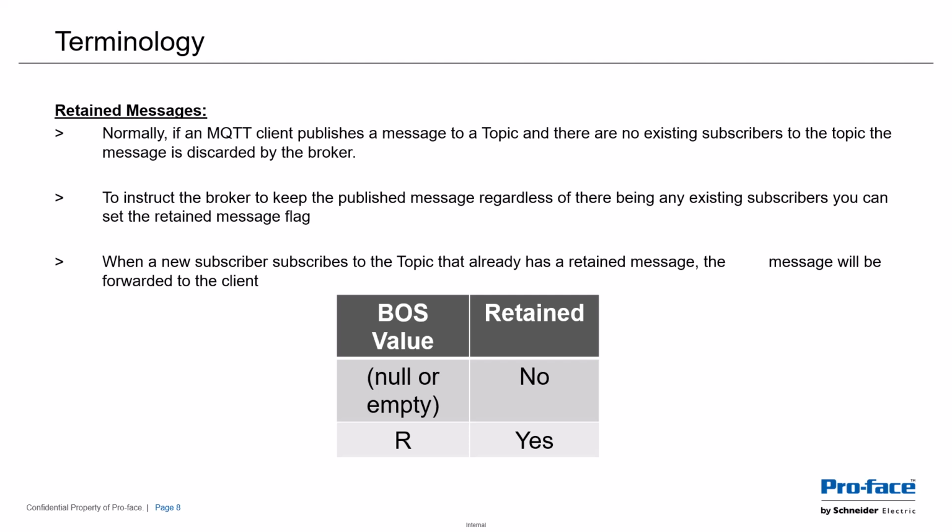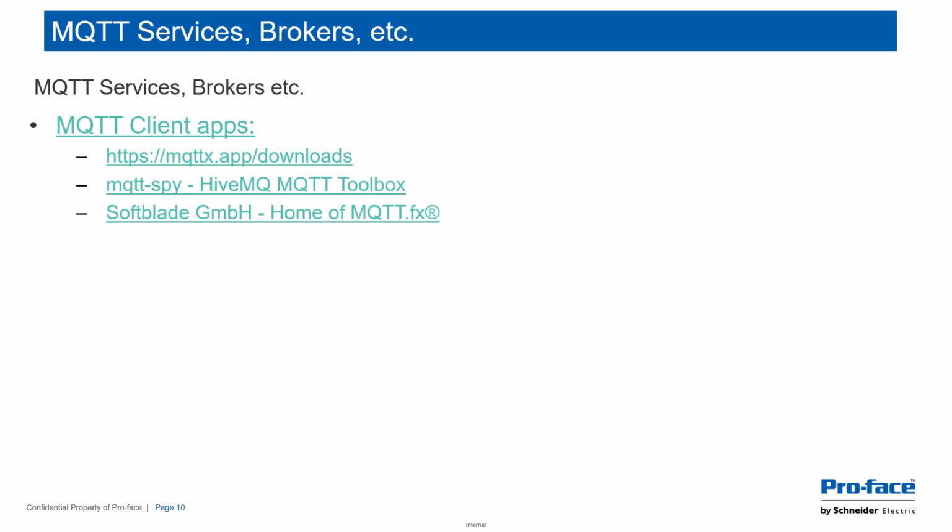Okay, to tell the broker to keep the message, even if there's no subscribers yet, you turn on the retain flag. The broker will see that flag to retain that value, and it will say, okay, nobody is subscribed, but I'm still going to hold that value. So when somebody does come along and subscribe, the value will be there and it will send that message to the client.